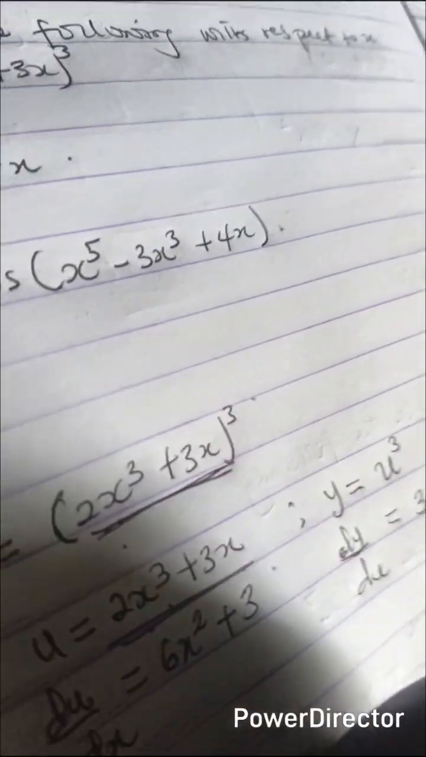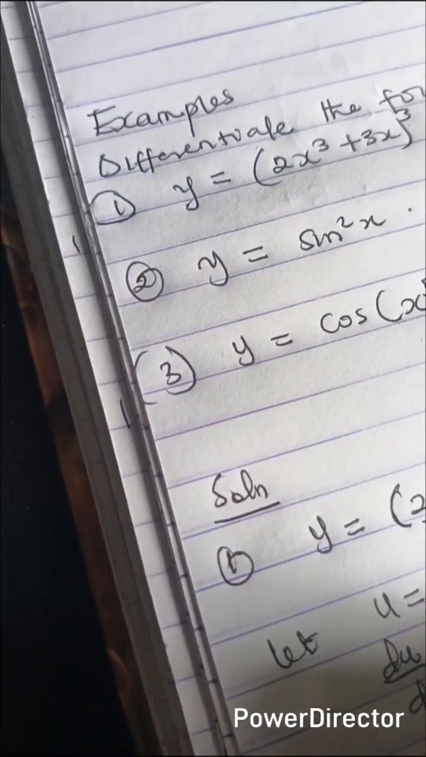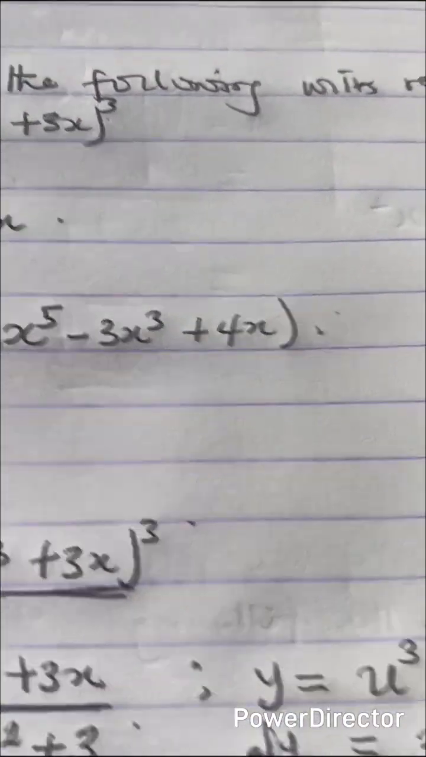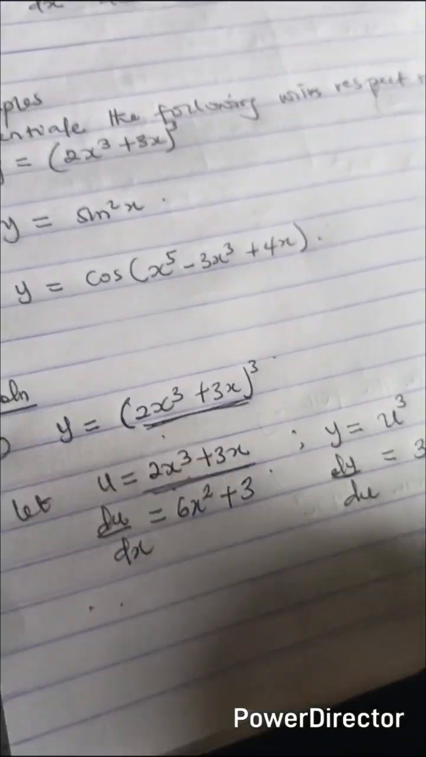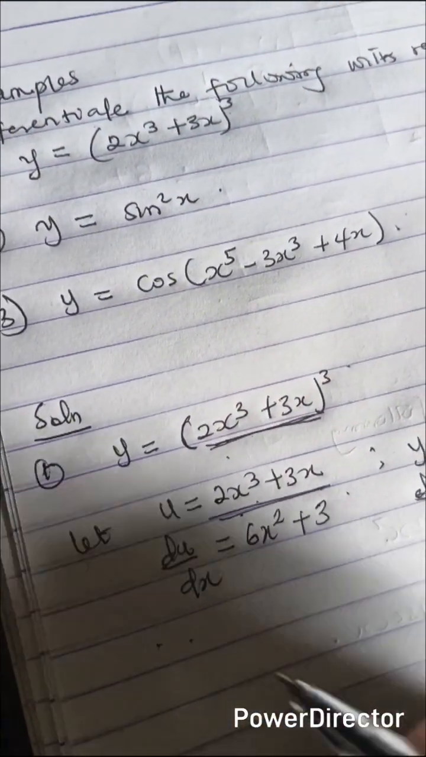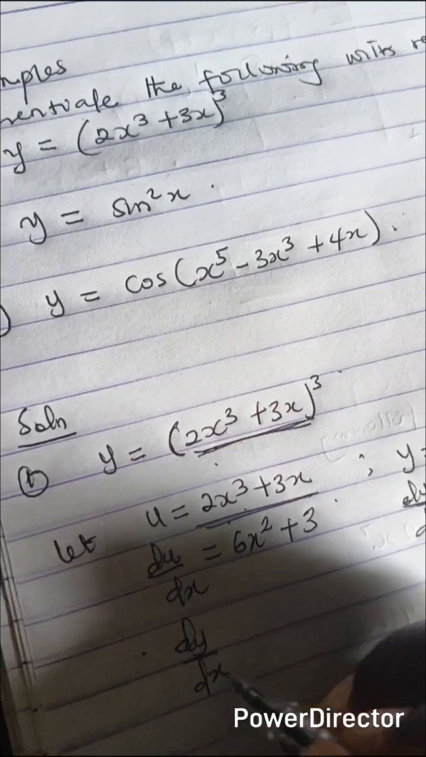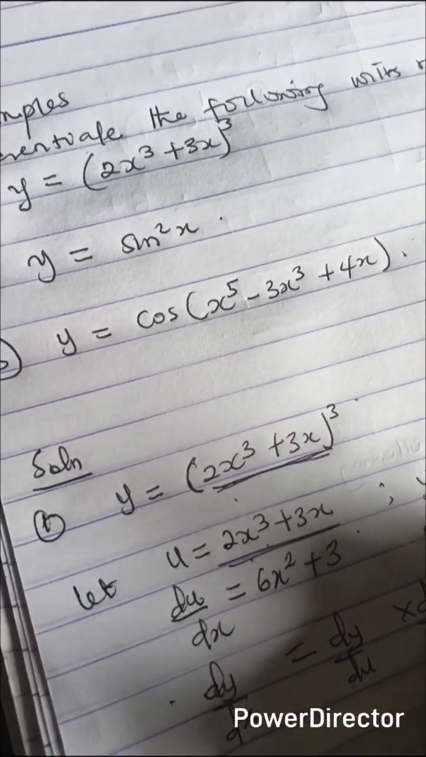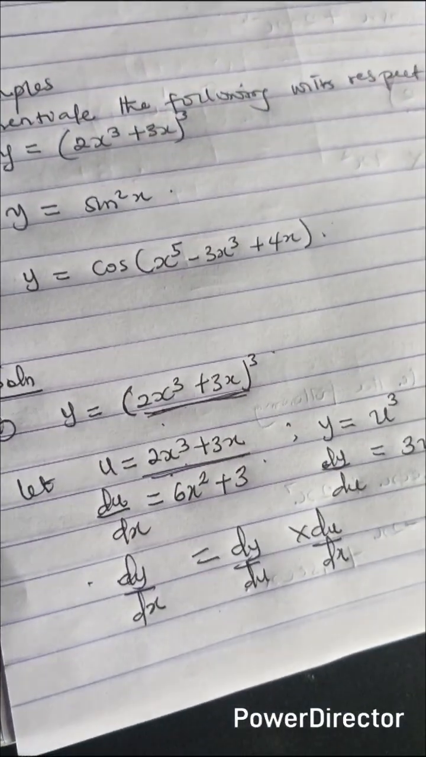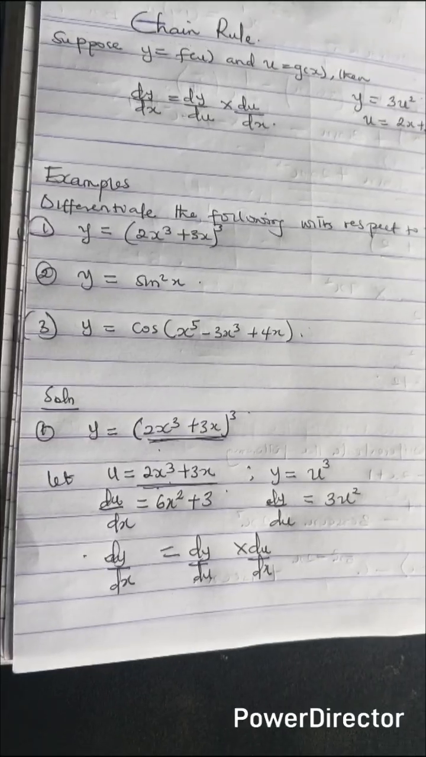So with this, you will now use your formula for chain rule. What's the formula for chain rule again? The formula for chain rule is dy dx is equal to dy du times du dx, right? And eventually dy dx will give us what?